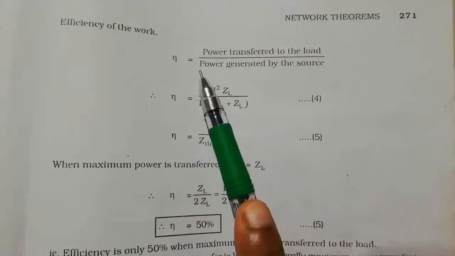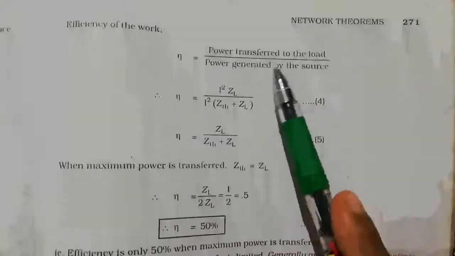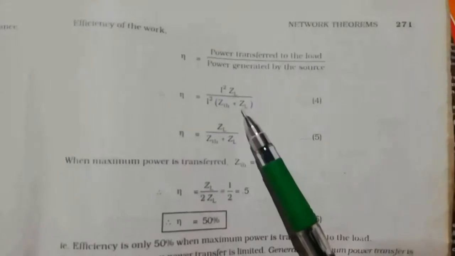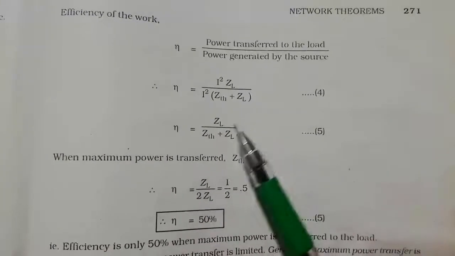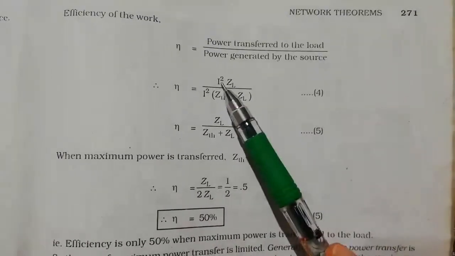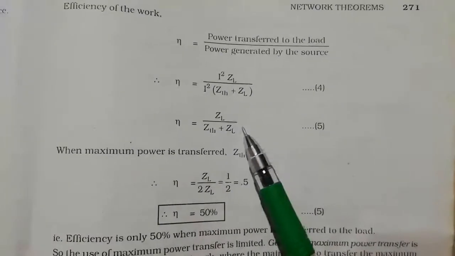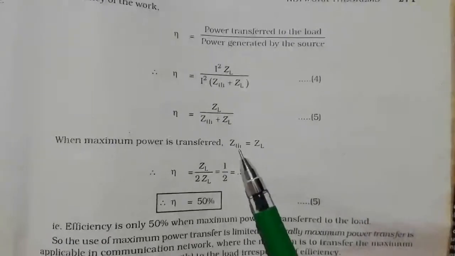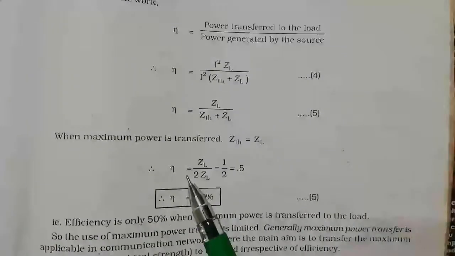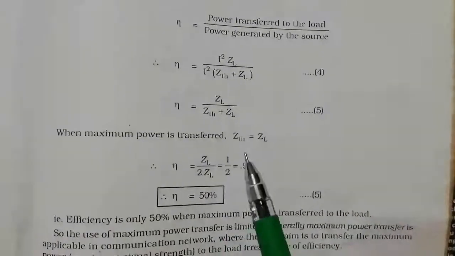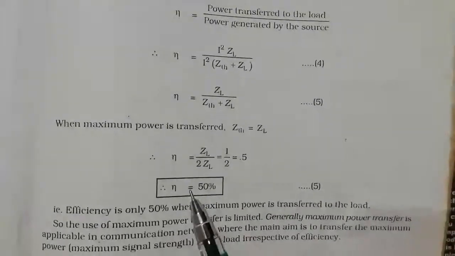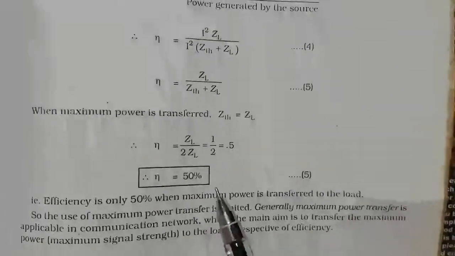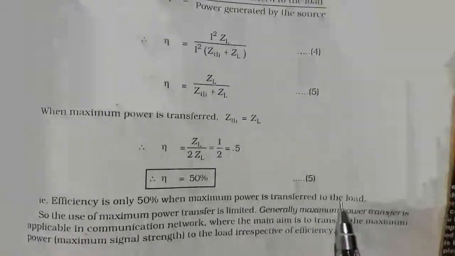The efficiency of the network, eta, is equal to the power transferred to the load by the power generated by the source. That is I square ZL divided by I square into ZTH plus ZL. That's equal to, I square got cancelled, remaining ZL by ZTH plus ZL. When the maximum power is transferred, we have already discussed that ZTH will be equal to ZL. That is, eta is equal to ZL by 2ZL. That's equal to 0.5. That is, the efficiency is 50%. The efficiency is 50% only when the maximum power is transferred to the load.